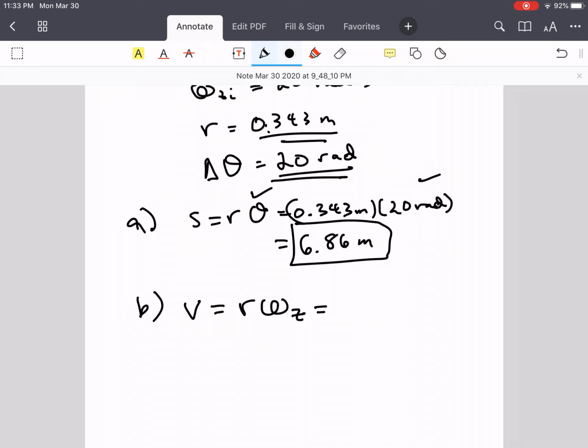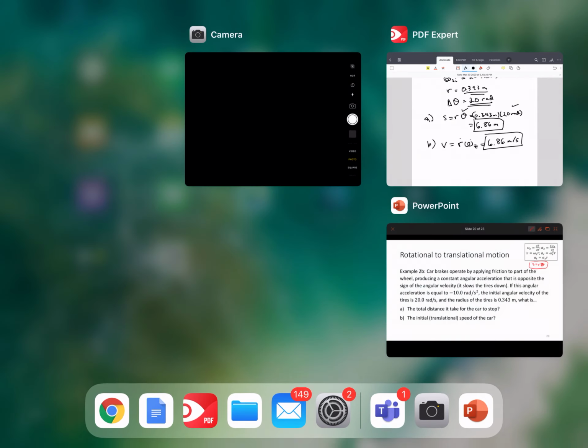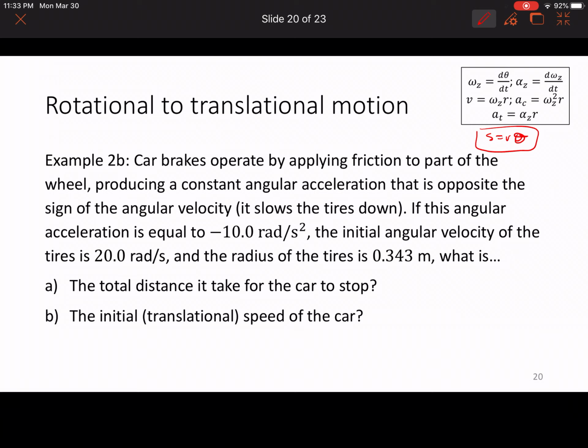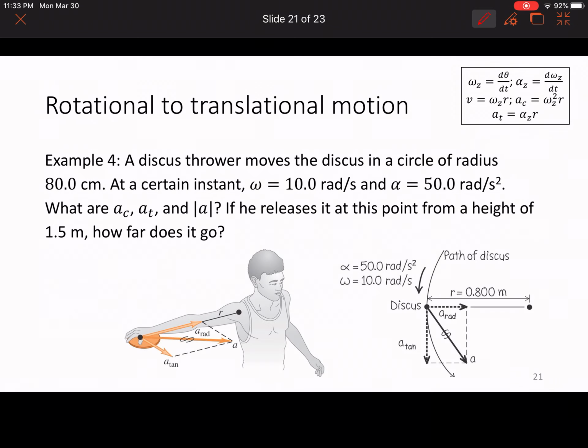A point on the edge of the tire is moving as fast as the car, of course. And so now I just plug in r is 0.343, omega is 20 radians per second. And it turns out I actually also get 6.86, but now my units are meters per second because this is a velocity. And there you have it, folks, the connection between angular position and actual position, or angular velocity and actual velocity. So we're going to use that a lot later. It's something I really want you to keep in mind.